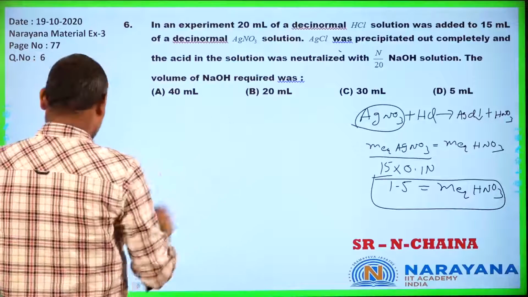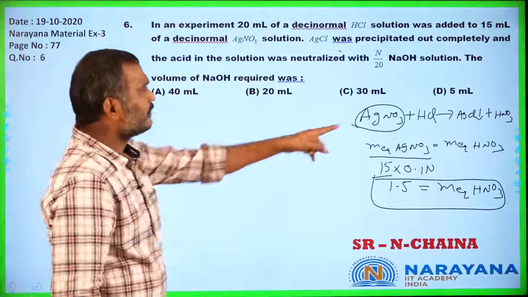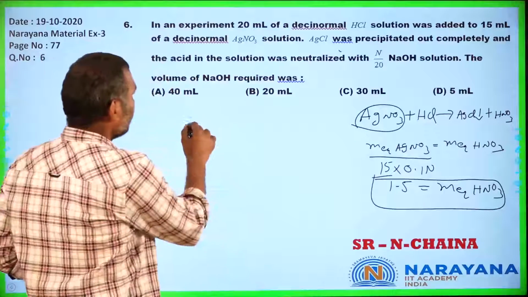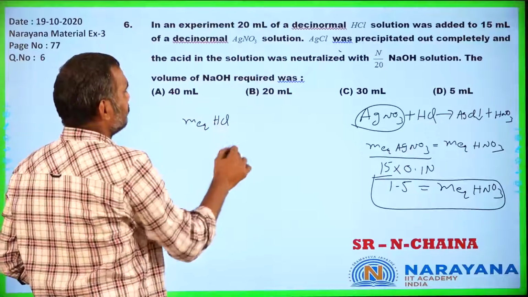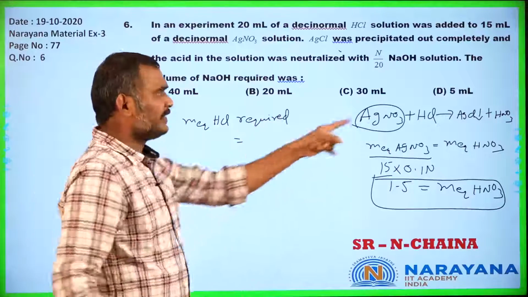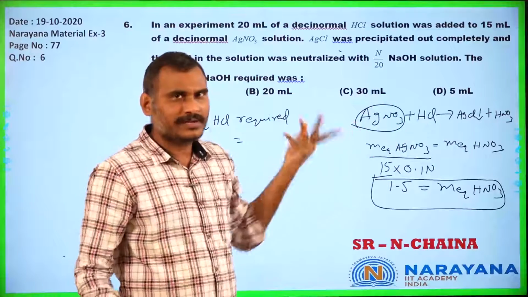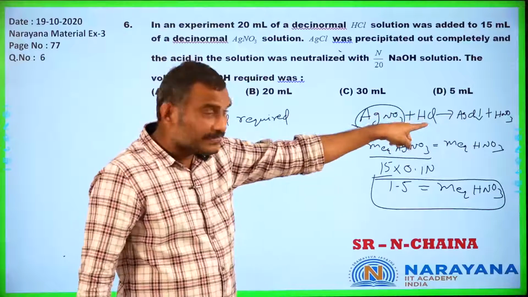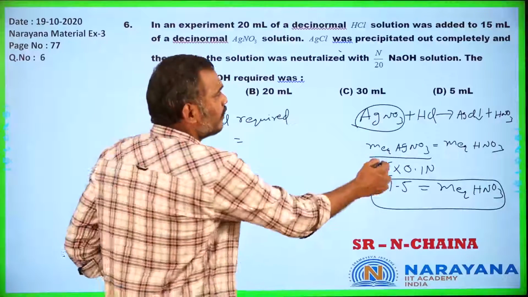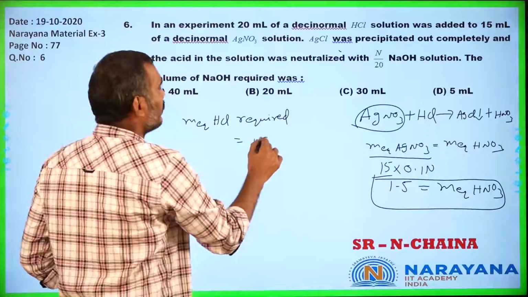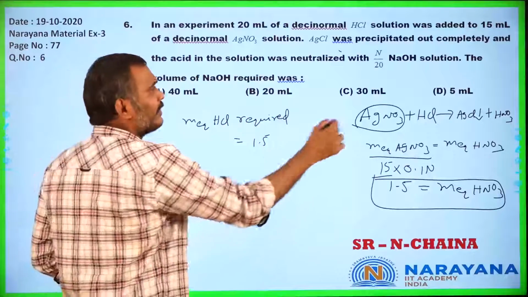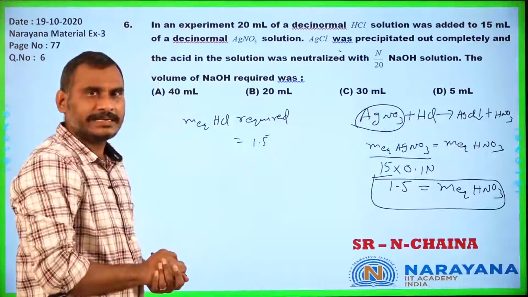Observe the logic. Milli equivalents of AgNO3 is equal to milli equivalents of HCl required to react with it. So milli equivalents of HCl required to react with AgNO3 is equal to 15 into 0.1, that is equal to 1.5. So milli equivalents of HCl required is 1.5 for complete reaction with silver nitrate.